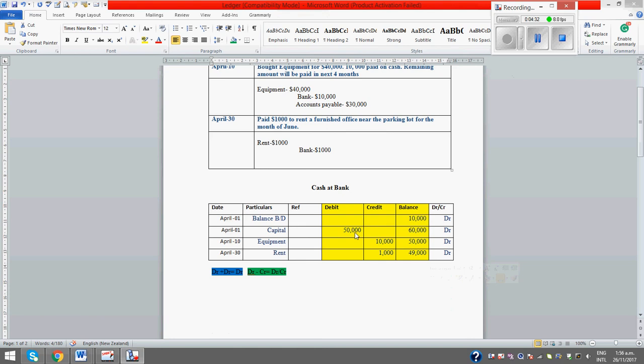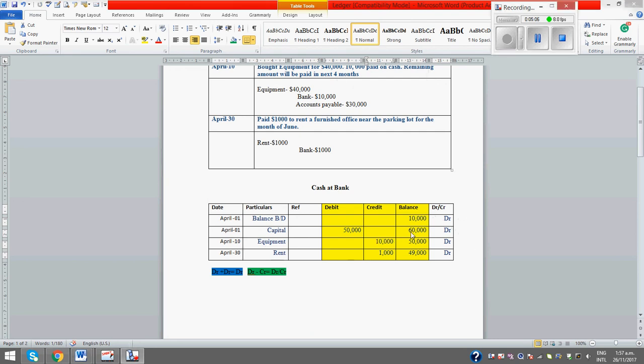So now we can see equipment $10,000. How did we get the $10,000? Bank, you can see $10,000. So we put that $10,000 here, and the opposite account would be written in the particulars. You write $10,000 as credit because your bank is credit. The opposite account of bank is equipment, so you write equipment.